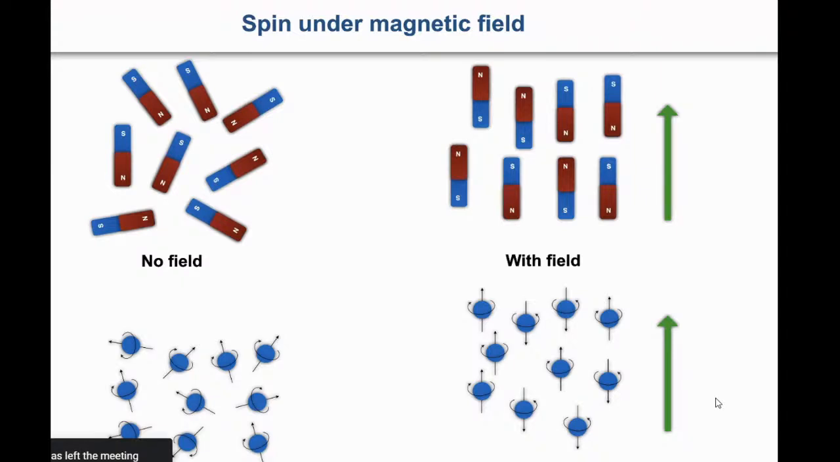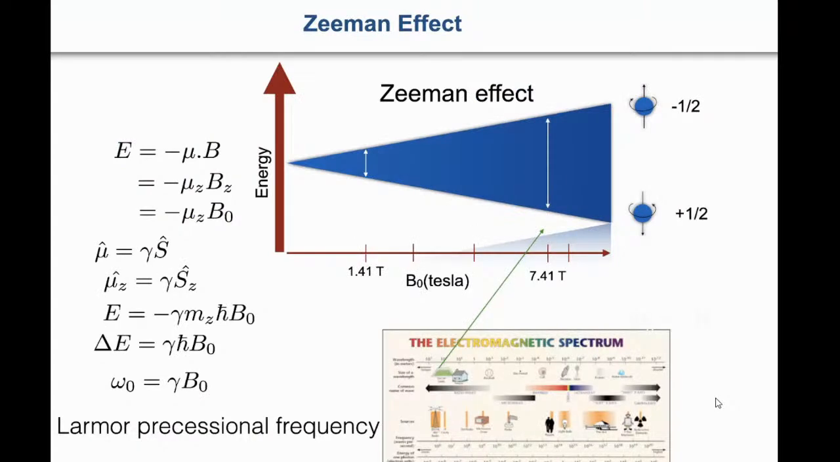Anyway, we deal with spin half, as I told you, and this can be represented as bar magnets. When you apply a magnetic field, it can be either aligned with the field or against the field. What happens is that the degeneracy is lifted when you put it in a magnetic field, giving an energy splitting. The splitting depends on the applied magnetic field. If the applied magnetic field is low, the splitting is small. When it becomes higher, like 7.41 tesla, it becomes really big.